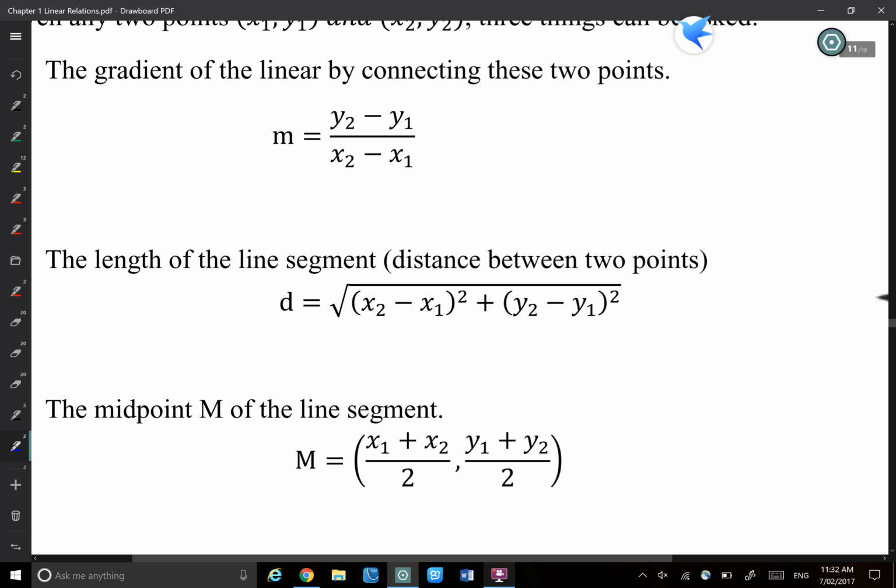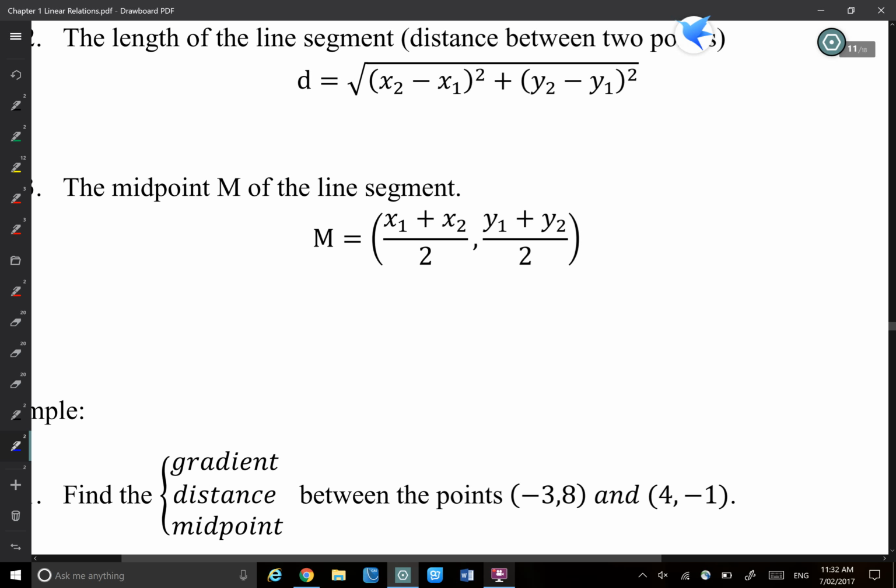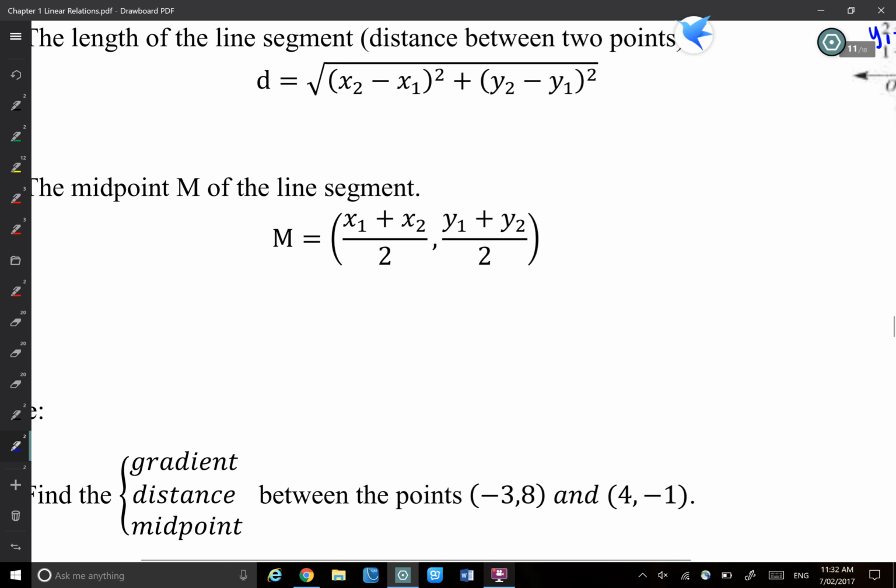We're using this formula. And the next one is finding the midpoint of a line segment. So you just remember that. For example, you have x1, y1 and x2, y2. The midpoint will be: add the x coordinates together and divide by 2, and add the y coordinates together and divide by 2. That really makes sense. I want the middle point, so I add them, divide by 2, and add them, divide by 2. So that's the midpoint.